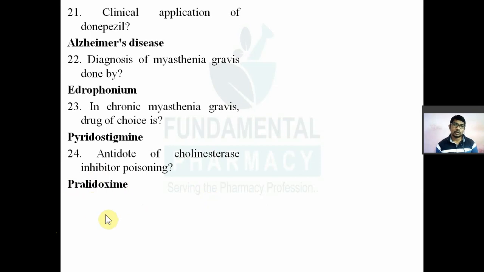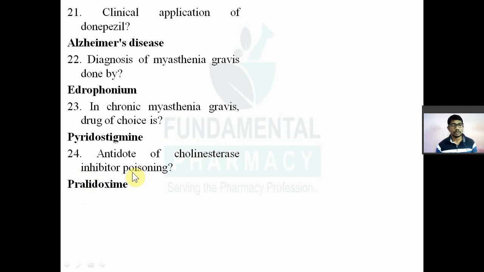Pralidoxime is nothing but 2-PAM, or pyridine 2-aldoxime. Its chemical name is pyridine 2-aldoxime. इसका chemical name क्या है? Pyridine 2-aldoxime. Now this is known as a cholinesterase reactivator, and that's why it is used in the treatment of cholinesterase poisoning. तो होता क्या है irreversible cholinesterase poisoning में?